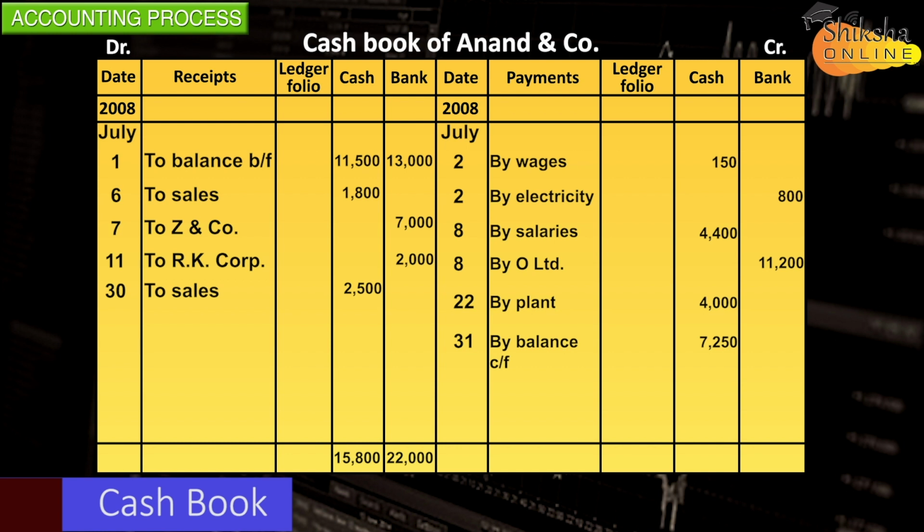Similarly, हम अपना बैंक अकाउंट भी क्लोज करेंगे. बैंक का डेबिट साइड का टोटल आ रहा है 22,000, whereas क्रेडिट साइड का टोटल आ रहा है 12,000. That means बैंक में भी क्रेडिट साइड में 10,000 क्लोजिंग बैलेंस है. Bank is also said to have a debit balance of 10,000. We will write it as by balance carried forward 10,000.